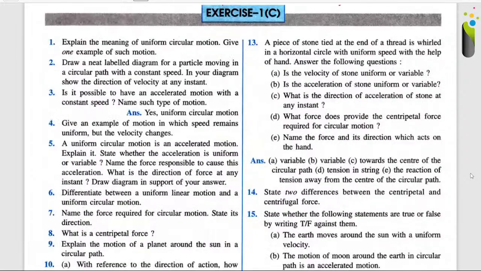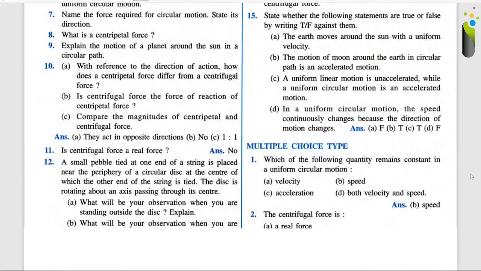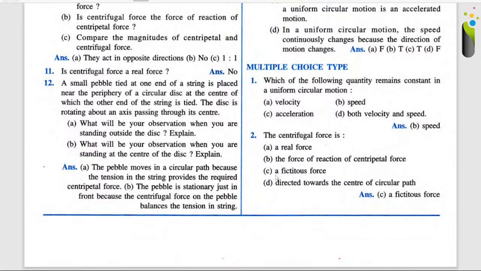It's very important. So with this, we have completed the reading part of the first chapter, that is force. In a few minutes, we shall catch up soon.